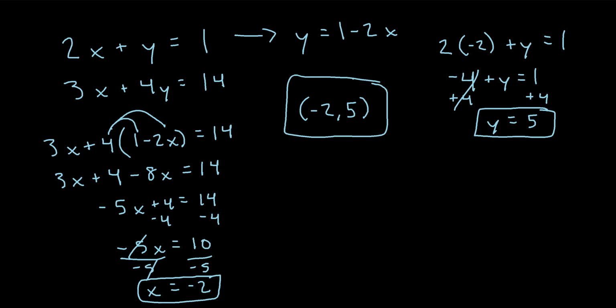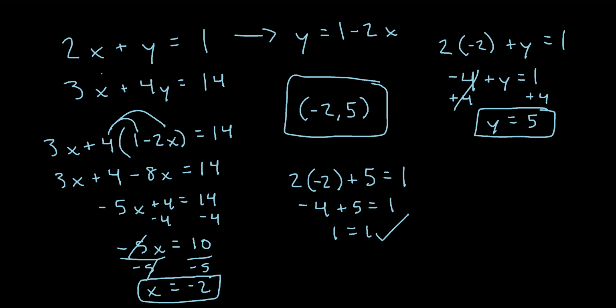And if we want to double check that we got the right answer, we can actually plug these values for x and y into these equations and see if they're true. So for example, 2x plus y equals 1. Let's plug in a negative 2 for x and 5 for y and see if this is actually true. So 2 times negative 2 is negative 4 plus 5 is equal to 1. So negative 4 plus 5, that's 1. So 1 equals 1. That checks out.